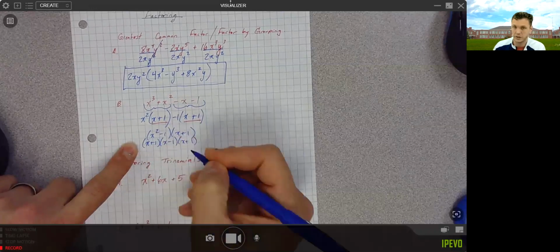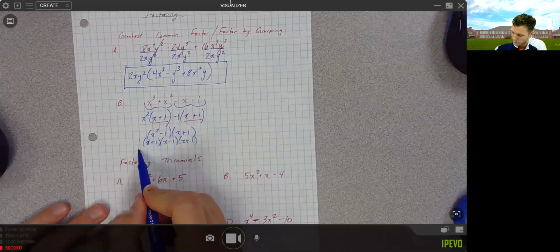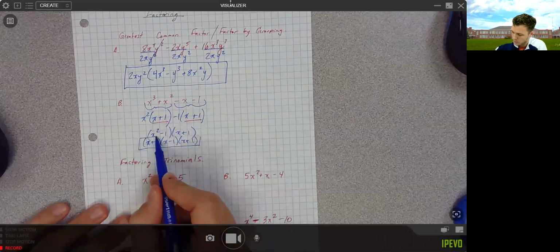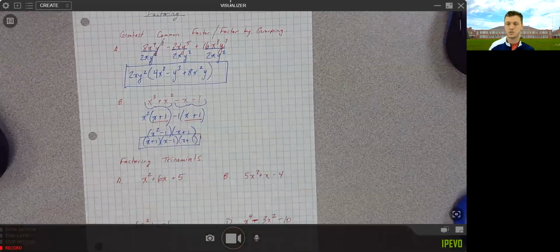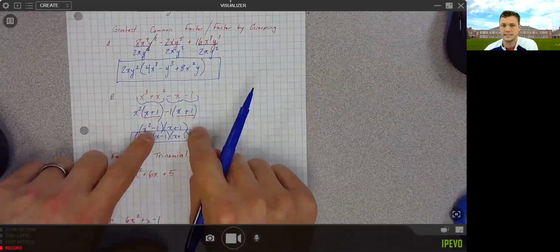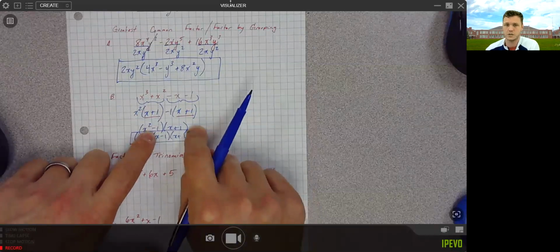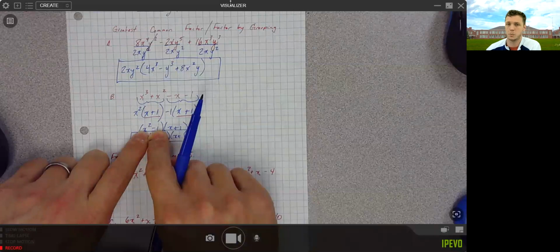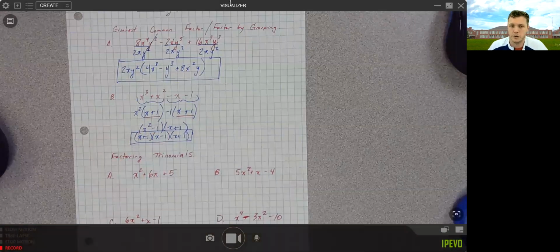And then we bring down the other x + 1. So this right here is our fully factored form. So we initially factored by grouping, but we got it down to our 2 factors. And we noticed that one of them was a difference of perfect squares, so we could factor it further.